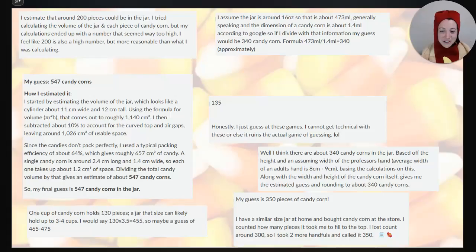Okay, this person went out and bought a jar that they thought was similar to this one and then bought candy corn. I'm sorry, they had a jar at home. Someone else in the chat bought a jar and filled it with candy corns. This person had a similar jar at home, so they went and bought candy corns, filled it up, and they ended up coming up with a guess after kind of estimating a few more handfuls of 350.